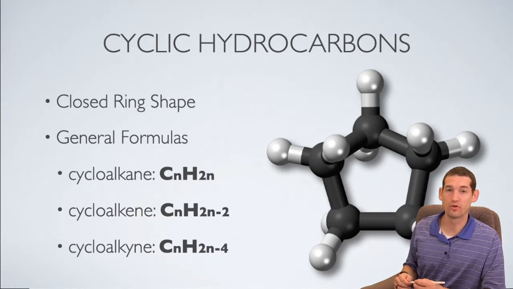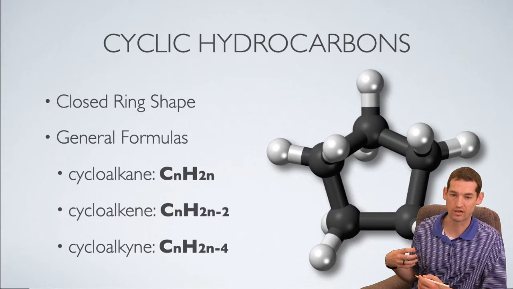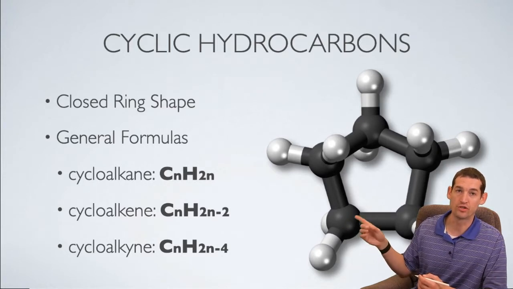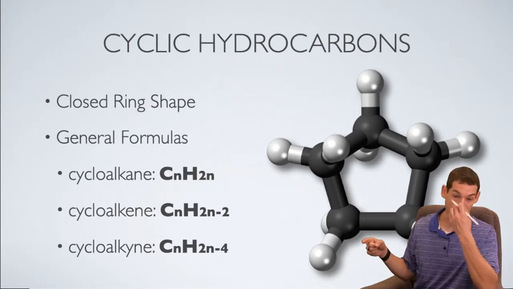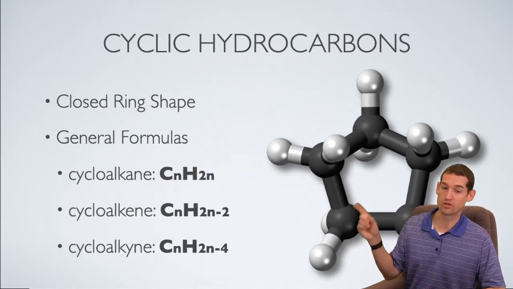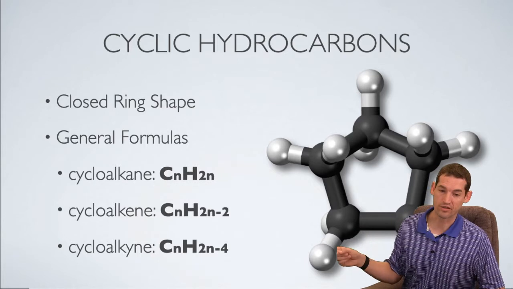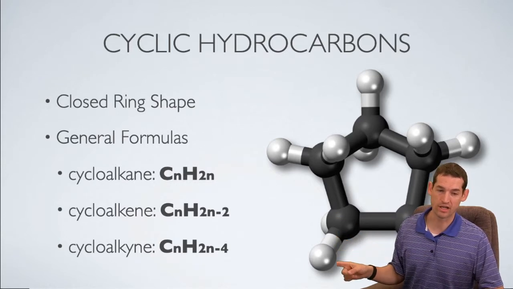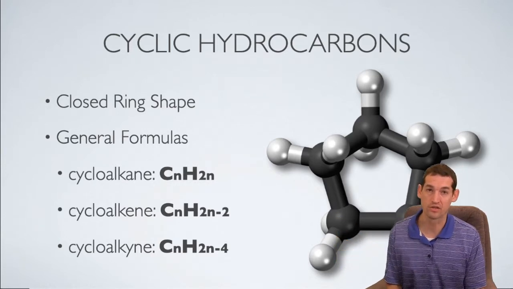Their general formulas are different than our normal alkanes, alkenes, or alkynes. You'll notice that they're all 2 lower. So the alkanes used to be 2n plus 2, the cycloalkanes are 2n, and the alkenes are 2n minus 2, and the cycloalkynes are 2n minus 4.